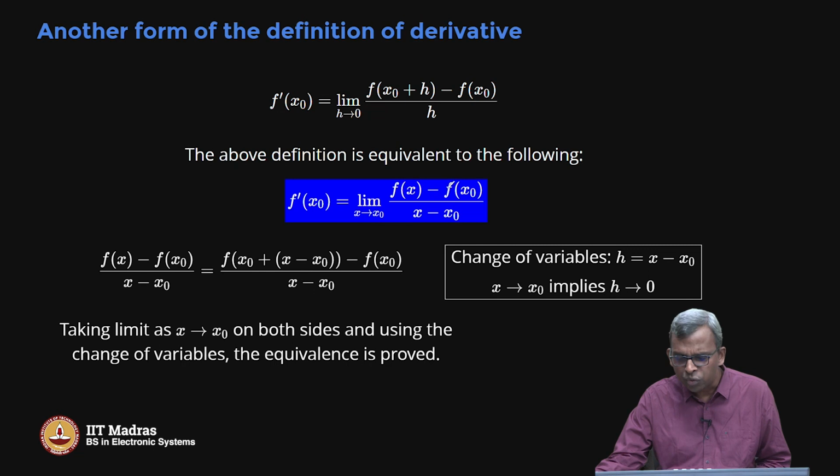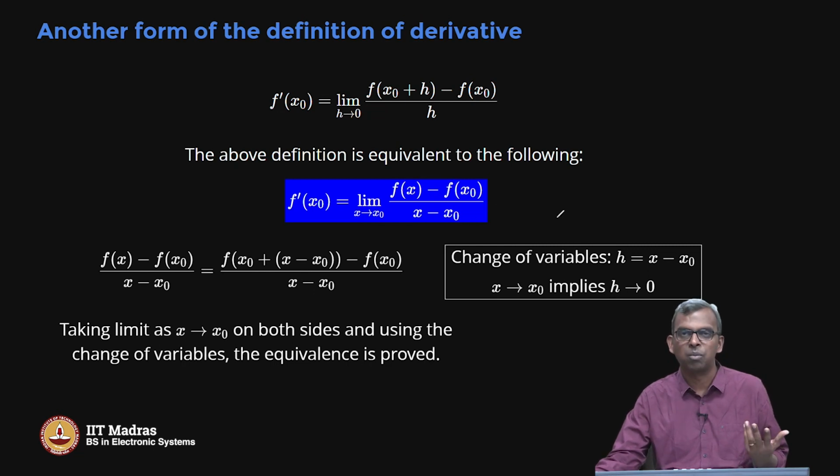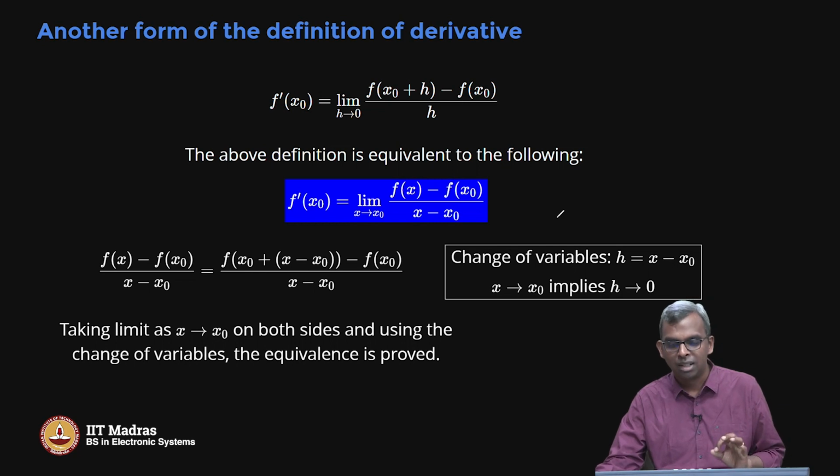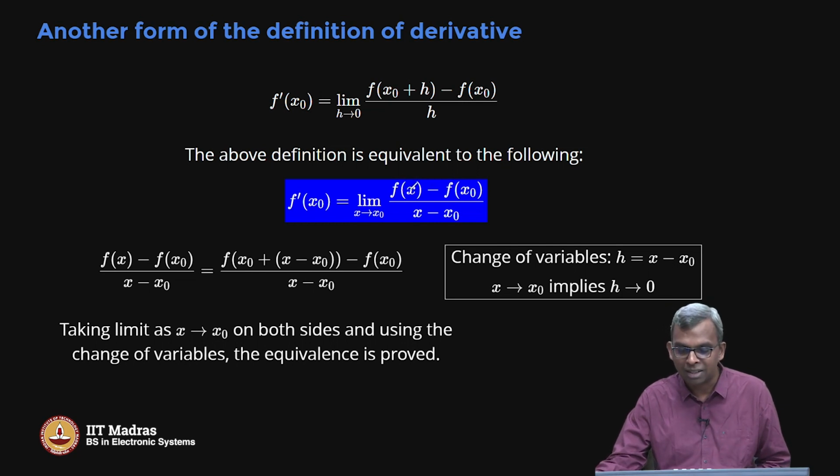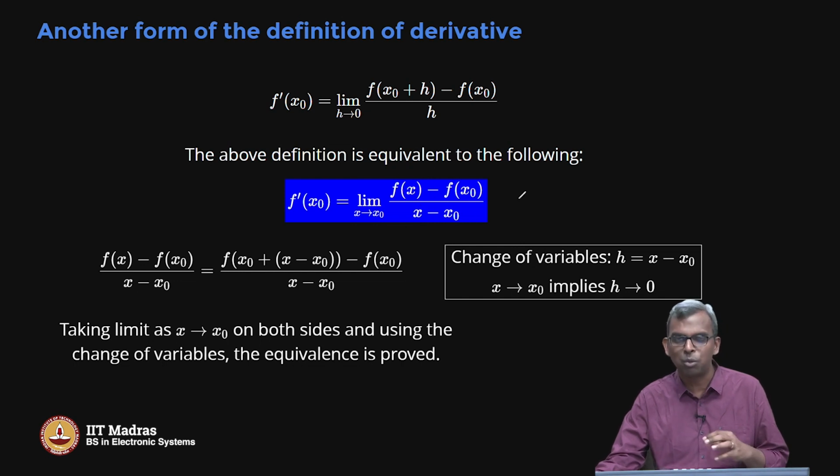In this form some things are easier because there is no new variable h. You have x and x naught, and f of x shows up here as a value, with x as a dummy variable. It seems like a slightly different form, but more intuitive also. That is nice to see. So why is this a little bit more interesting?